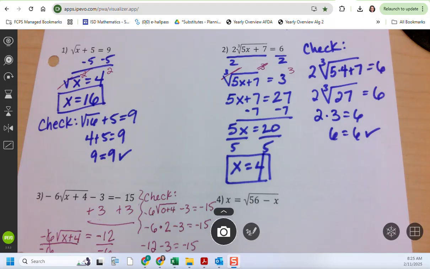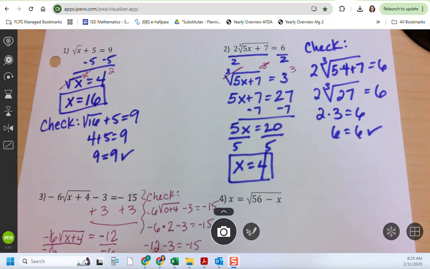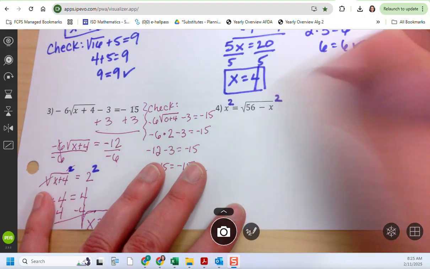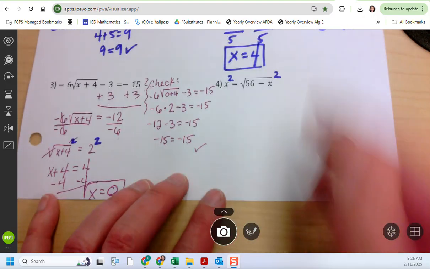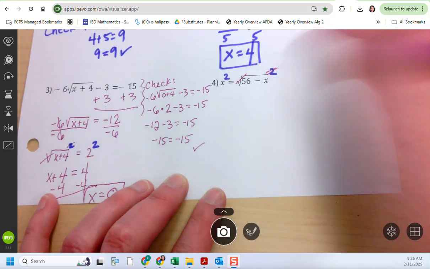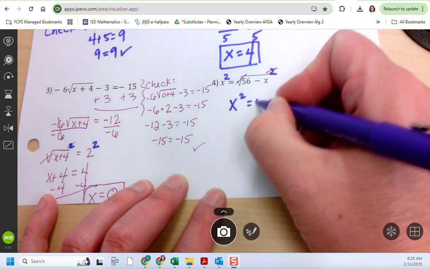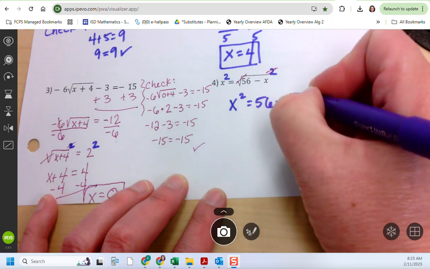All right, in problem 4, step 1 says to isolate the root, but it's already there, right? It's already isolated on the right side. So we're going to start by squaring both sides to get rid of the square root. So I square this side and I square this side. And on the right, the square root will cancel with the squared. So I get x squared equals 56 minus x.